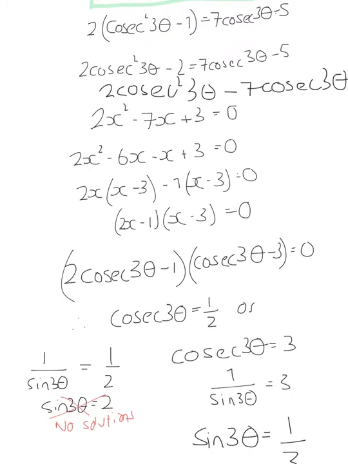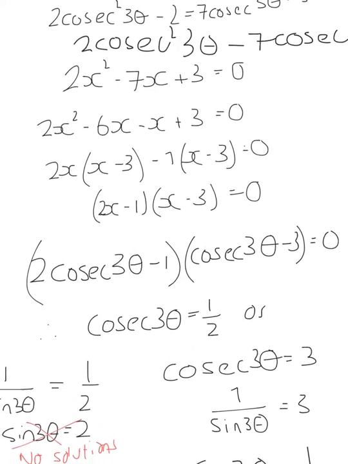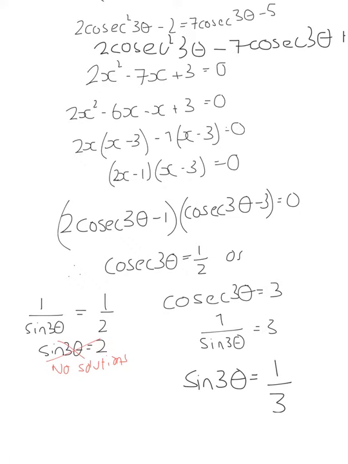Then treat it like a quadratic. Splitting the middle term, we get 2 brackets which look like this. So 2x minus 1 and x minus 3. What that equates to when we put our cosec 3 thetas back in is that, so cosec 3 theta is equal to a half, or cosec 3 theta is equal to 3.